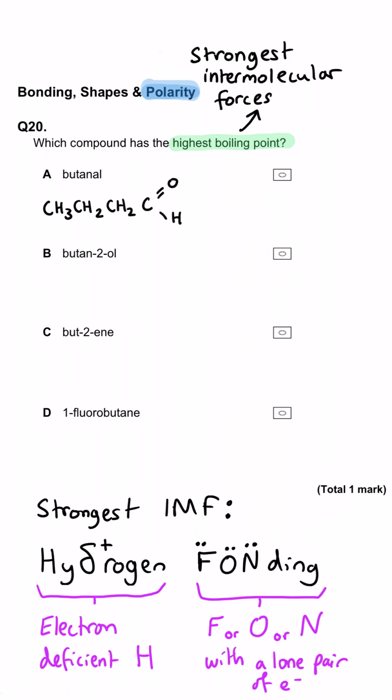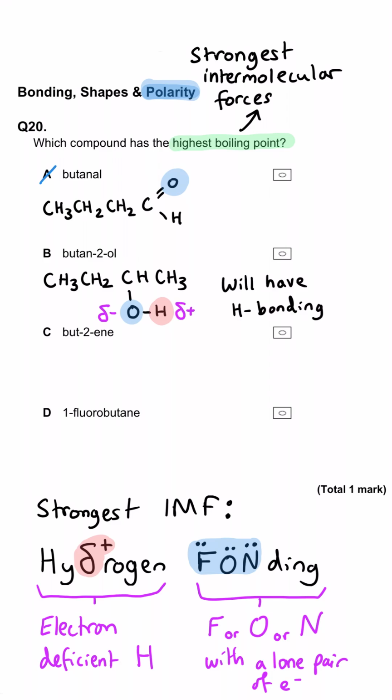So if we look at butanal, you can see that we've got the oxygen with its lone pair, but there aren't any hydrogens connected to something that is suitably electron withdrawing to make that hydrogen atom electron deficient. So A is wrong. In B, we've got the oxygen again, but this time the oxygen has a hydrogen atom attached to it, which will make that hydrogen electron deficient. And so B can have hydrogen bonding between two butanol molecules. So this is likely to be the correct answer.